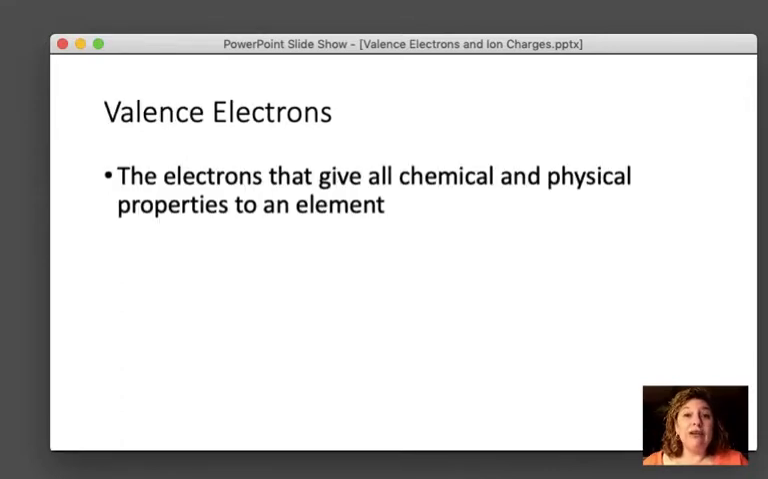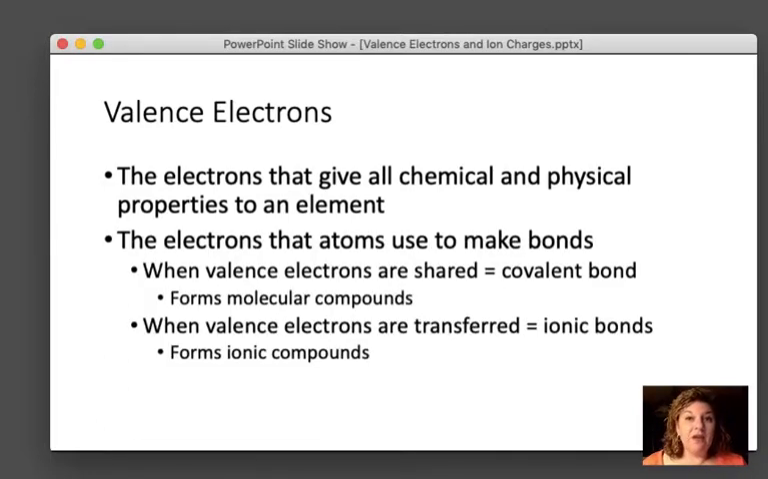Valence electrons are really, really important. They are the things that make all chemical reactions happen. They are the things that make all the physical properties of an element. So valence electrons pretty much dictate everything. The inside electrons are also important, but they're just kind of there, floating around in their shells. The valence electrons are the ones that actually get shared or transferred to other things. They're the electrons that are super important.